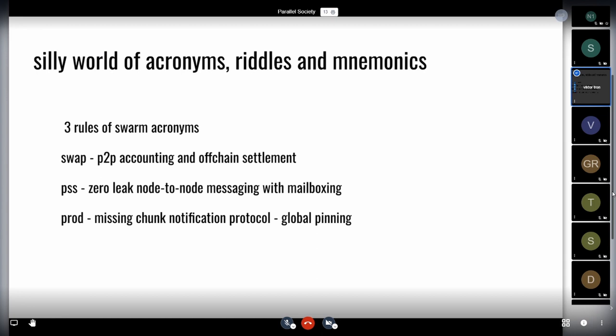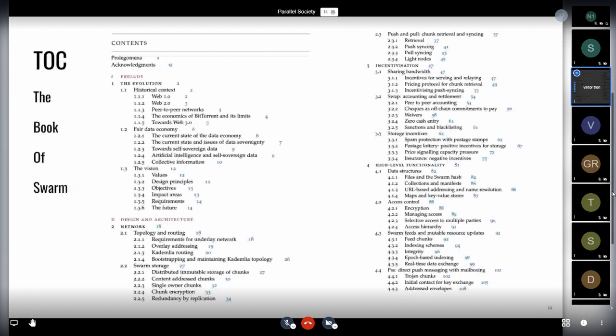This has to be said, because this is the playful background silliness that we use to entertain ourselves and the reader, hopefully. So the best success stories of these acronyms were SWAP, PSS, and some others. So here's the table of contents of the book.